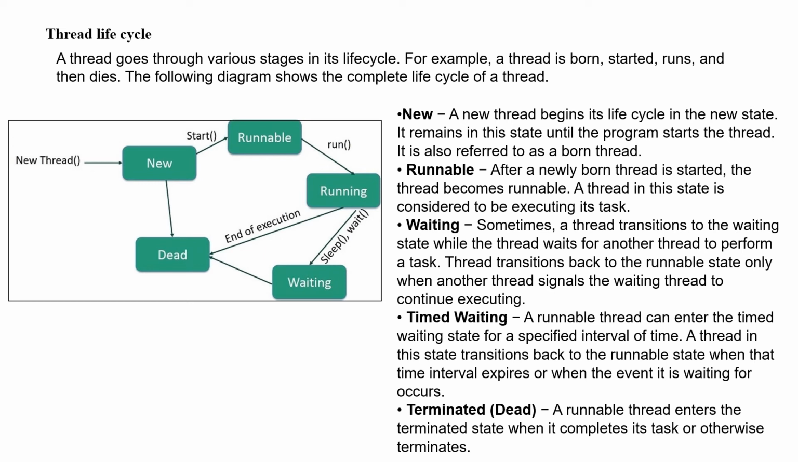Next, runnable. After a newly born thread is started, the thread becomes runnable. A thread in this state is considered to be executing its task. Waiting. Sometimes a thread transitions to the waiting state while it waits for another thread to perform a task. The thread transitions back to the runnable state only when another thread signals the waiting thread to continue executing.